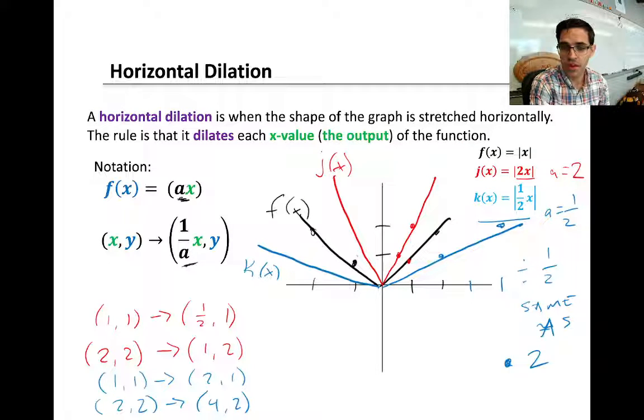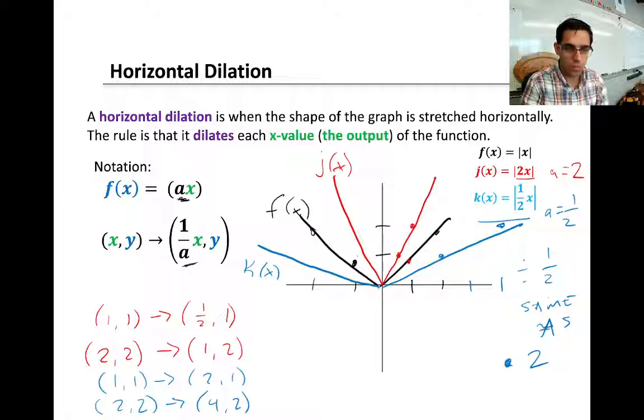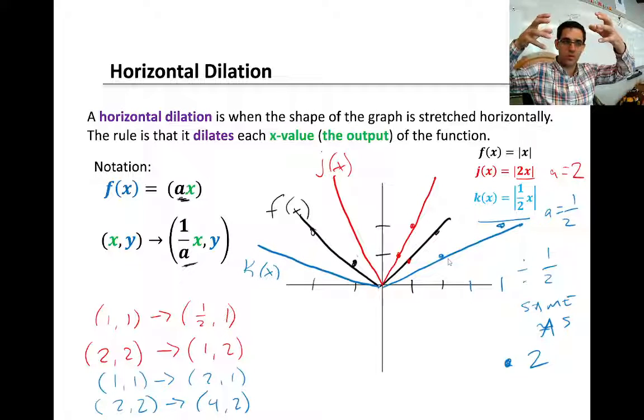Okay, so k of x, we have an a value of 1/2. The a value is inside the brackets, right next to the x, this coefficient. And so we're doing a horizontal dilation. We are dividing the x values of our parent function by 1/2. Dividing by 1/2 or multiplying by 2, same thing. So take any x value, double it. 1, 1 would become 2, 1. 2, 2 would become 4, 2, and so on. So then we create k of x, this much flatter line, or as we would say, we're horizontally dilating this thing as a stretch.